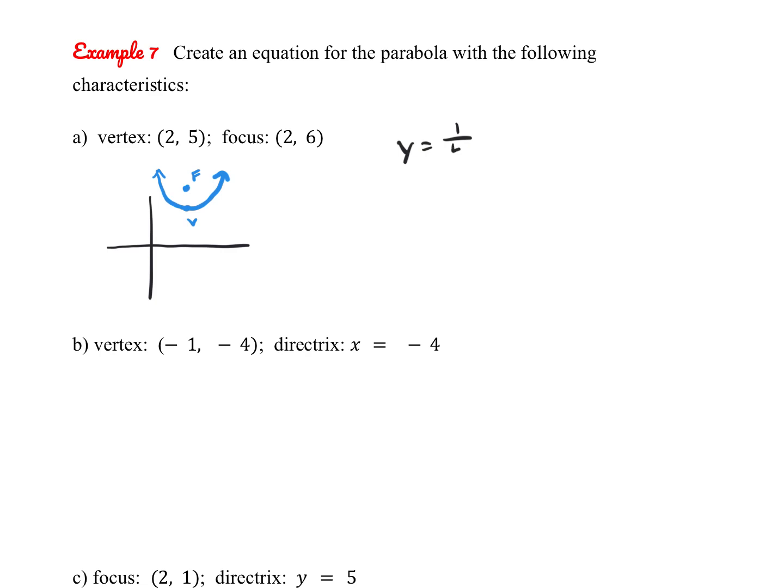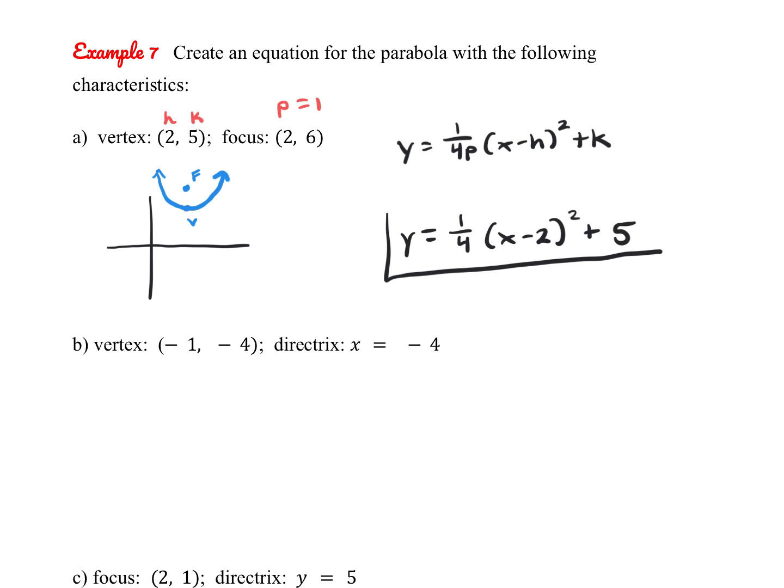y equals 1 over 4p times (x minus h) squared plus k. Now, because I'm given the vertex, that is giving us h and k, and I know that this distance from my vertex to the focus is equal to 1, because from 5 to 6, it's 1. So I know that my p-value is 1. Now I just plug those into our formula. So here we have y equals 1 over 4 times (x minus 2) squared plus 5.